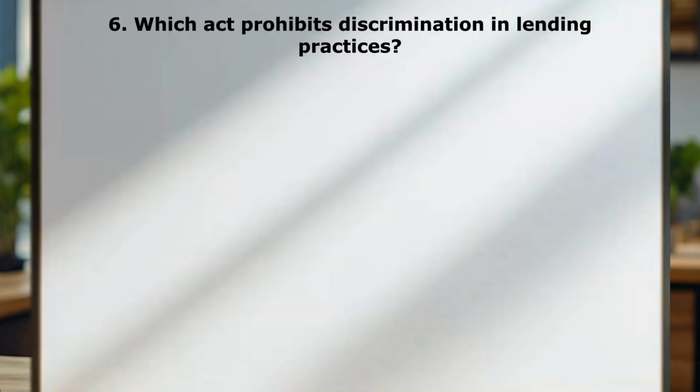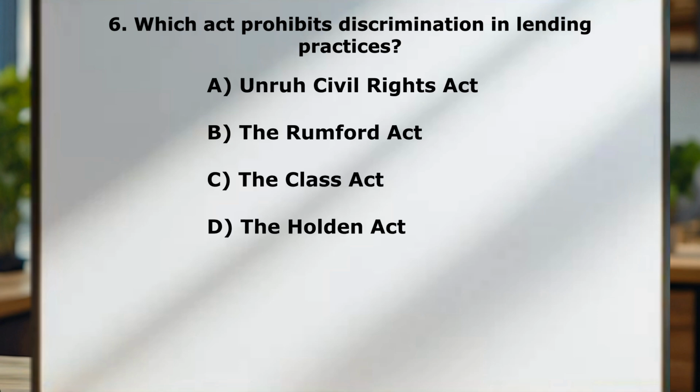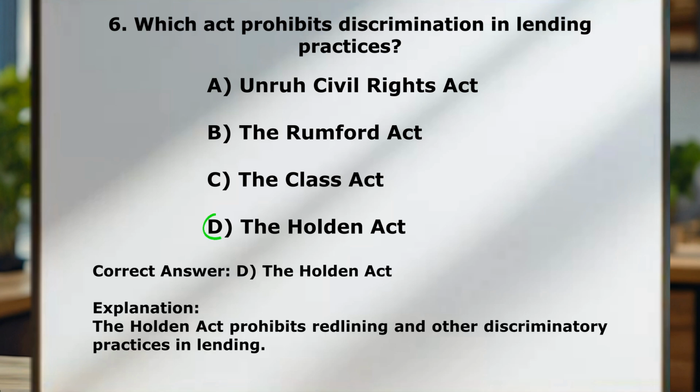Question number 6. Which act prohibits discrimination in lending practices? A, the UNRRA Civil Rights Act. B, the Rumford Act. C, the Class Act. That's me. D, the Holden Act. So the correct answer here is D, the Holden Act. The Holden Act prohibits redlining and other discriminatory practices in lending.